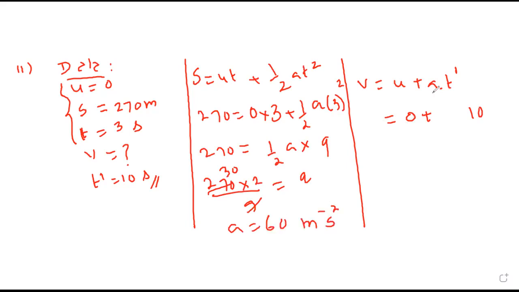So V is u plus at dash after 10 seconds. t dash is 10. Acceleration is always uniform. So it is 60 into 10. Therefore, it equals 600 meter per second. Important sum, because without getting A, you can't get B. Solve. This chapter, if you are doing it perfectly, automatically your IQ level will get raised.